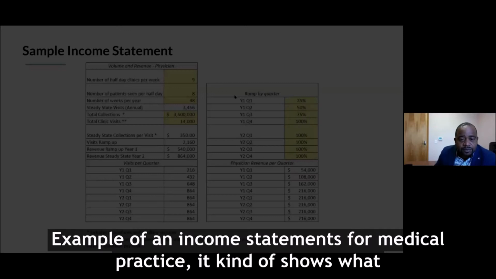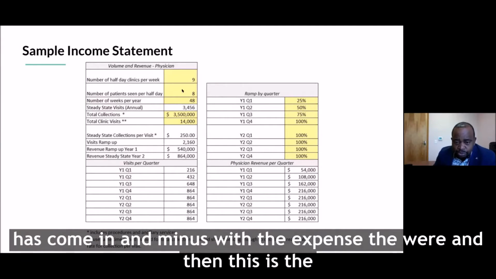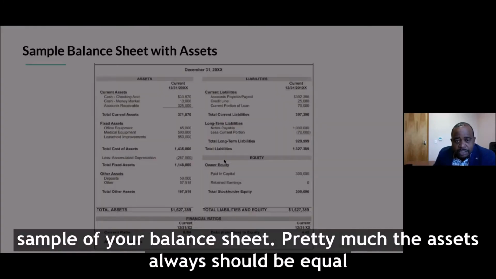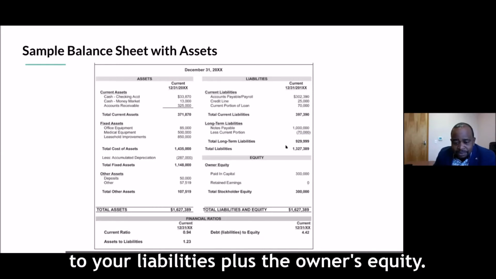Example of an income statement for a medical practice. It kind of shows what has come in minus what the expenses were. And then this is a sample of your balance sheet. Pretty much the assets always should equal the liabilities plus the owner's equity.